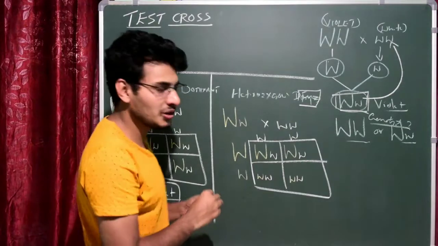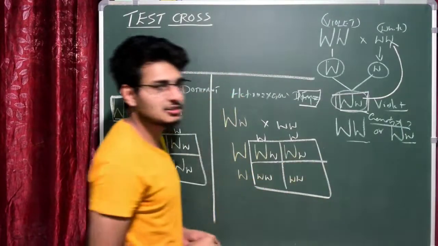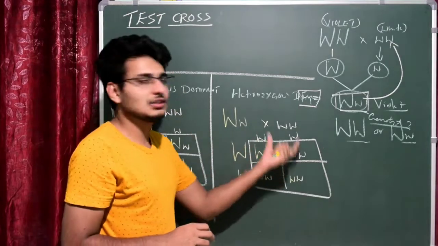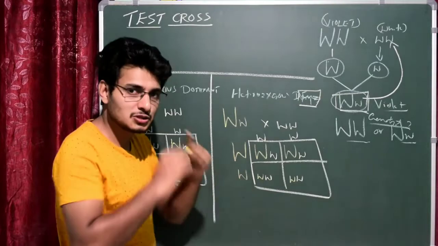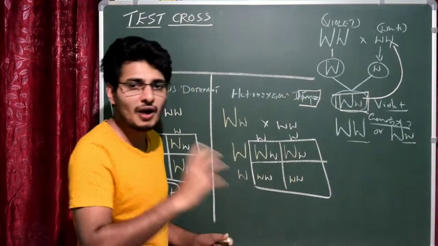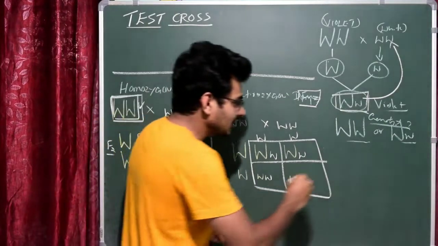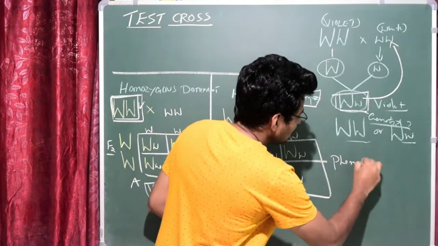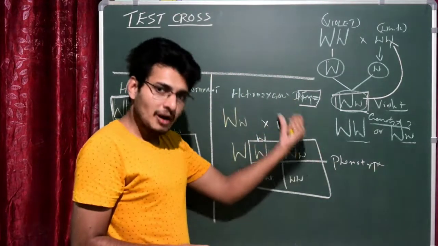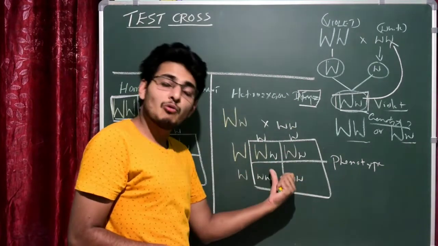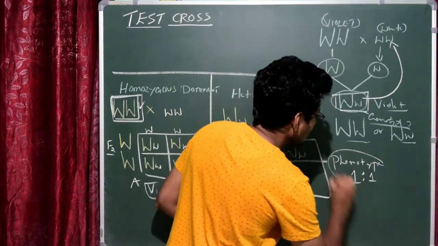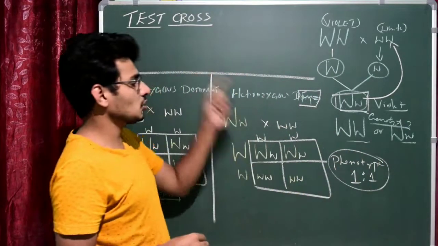So that means if you look into the phenotype, 50% of the plants, particularly 2 out of 4 offsprings, are showing the violet character, that is violet flower, whereas 50%, that is 2 out of 4, are showing the white flower character. Correct? So what is the phenotype here? Phenotype is very simple. 2 violet colored flowers and 2 white colored flowers. So the phenotype can be 1:1. That's it. So please remember the phenotypic ratio for test cross is 1:1.